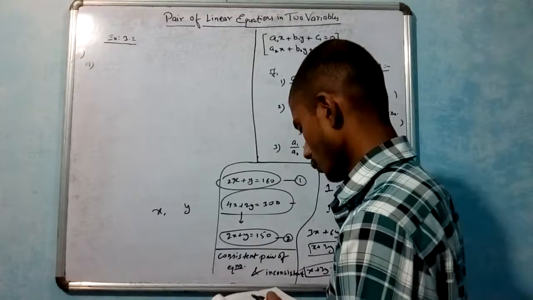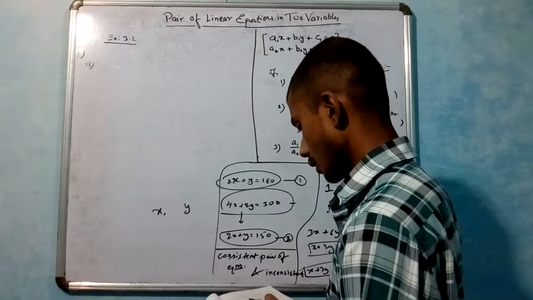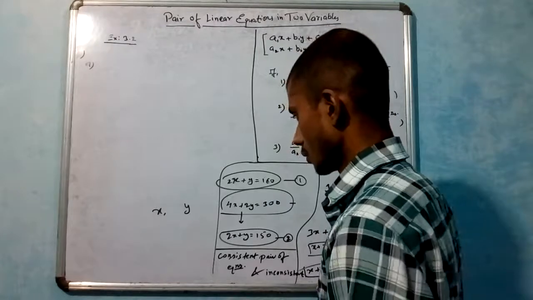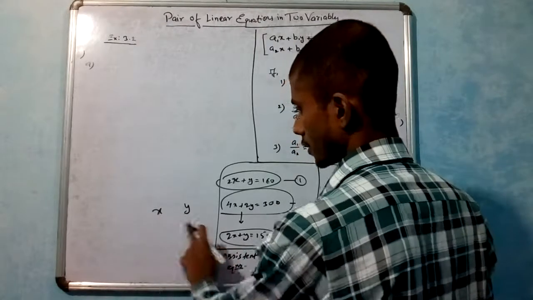What is the first statement? 10 students of class 10 took part in the mathematics quiz. So this is the number of boys and this is the number of girls.